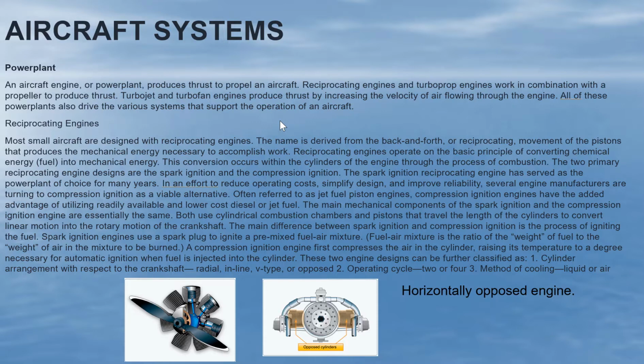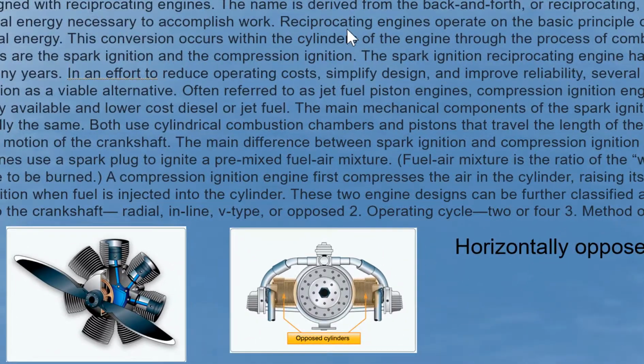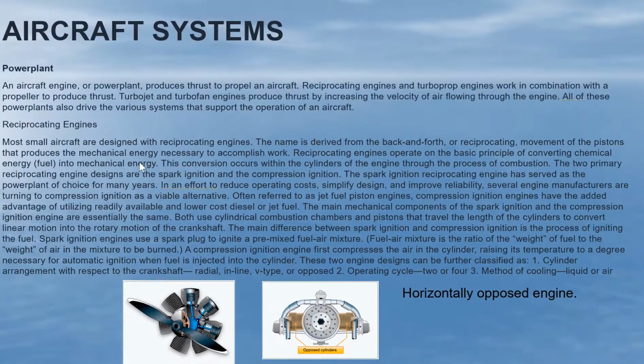Reciprocating engines, which is what we typically have in a Cessna 172. Most small aircraft are designed with reciprocating engines. The name is derived from the back and forth or reciprocating movement of the pistons. We have a horizontally opposed picture of an engine here. But the movement of the pistons produces the mechanical energy necessary to accomplish work.